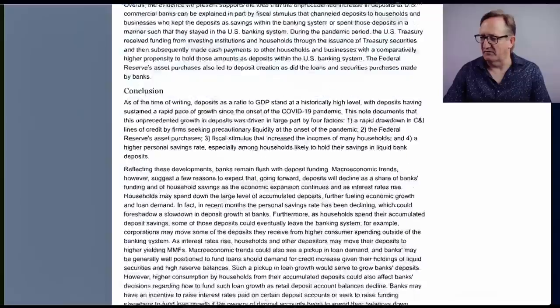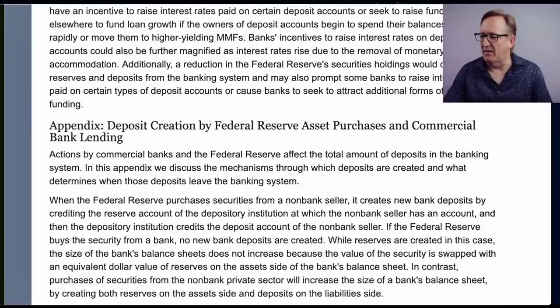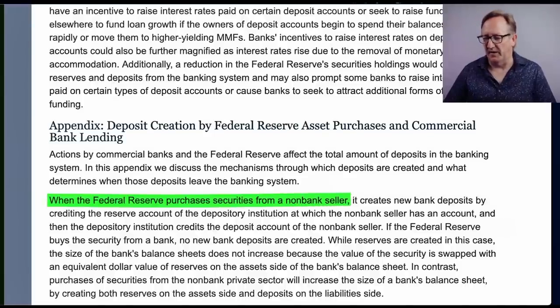And so let's look at how the Fed describes the mechanics of an asset purchase from a non-bank. And here we go. When the Federal Reserve purchases securities from a non-bank seller, so that's the exact scenario I've been talking about in these videos, it creates new bank deposits. And there you go. I want to pause right there because these are very key words. The Fed is actually going a step further than I've gone.